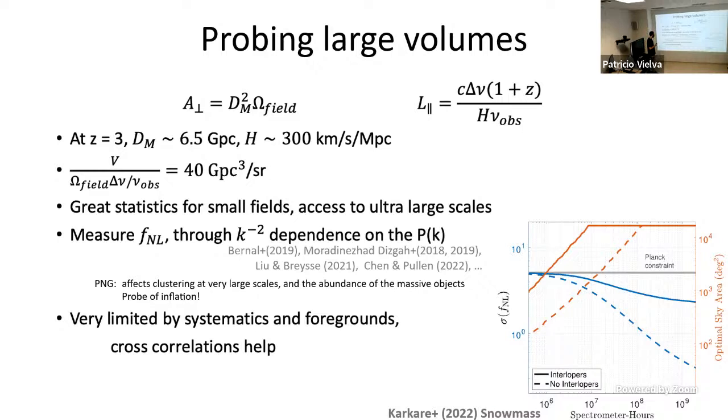So this is also one of the main science drivers for line intensity mapping, but this is going to be limited and very challenging due to systematics and foregrounds. And basically, right now, we are all working on trying to improve the methodology to be more robust against this.